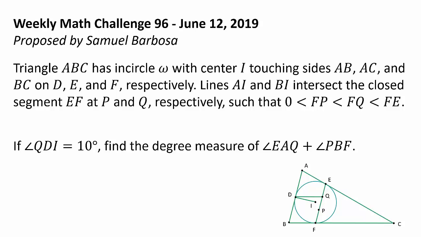Lines AI and BI intersect the closed segment EF at P and Q respectively, such that 0 is less than FP is less than FQ is less than FE, as shown. If the angle QDI measures 10 degrees, find the degree measure of angle EAQ plus angle PBF.